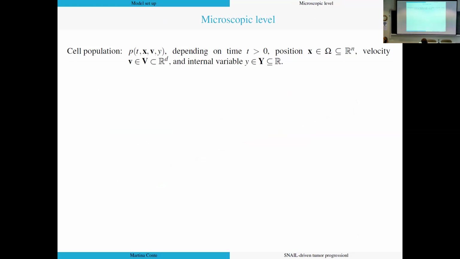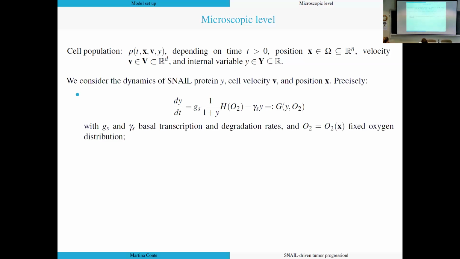Of course, it's a very flexible framework. It has already been used several times in several different contexts, and this variable can be used to describe other elements, like for instance membrane receptors. But for us, as I said, it is snail expression. So how are we going to describe at the microscopic level how X, V and Y vary?